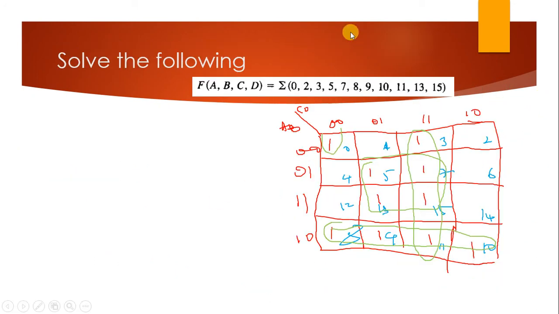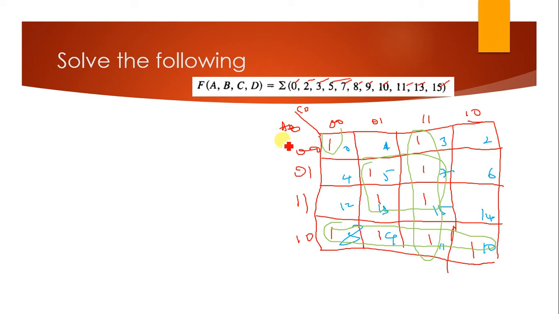So let us solve this particular sum where we have a combination of A, B, C, D, which are 4 variables. So it is 2 to the power 4, 16 combinations you will get, where the minterms given were 0, 2, 3, 5, 7, 8, 9, 10, 11, 13 and 15. So let us make a table with 4 rows and 4 columns with various combinations, that is 00, 01, 11 and 10, where we got the 00 combination.